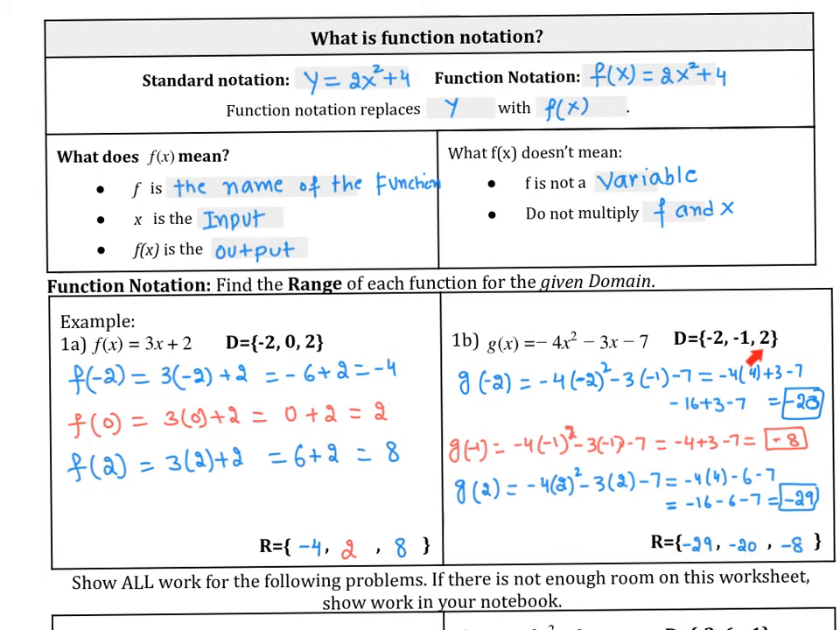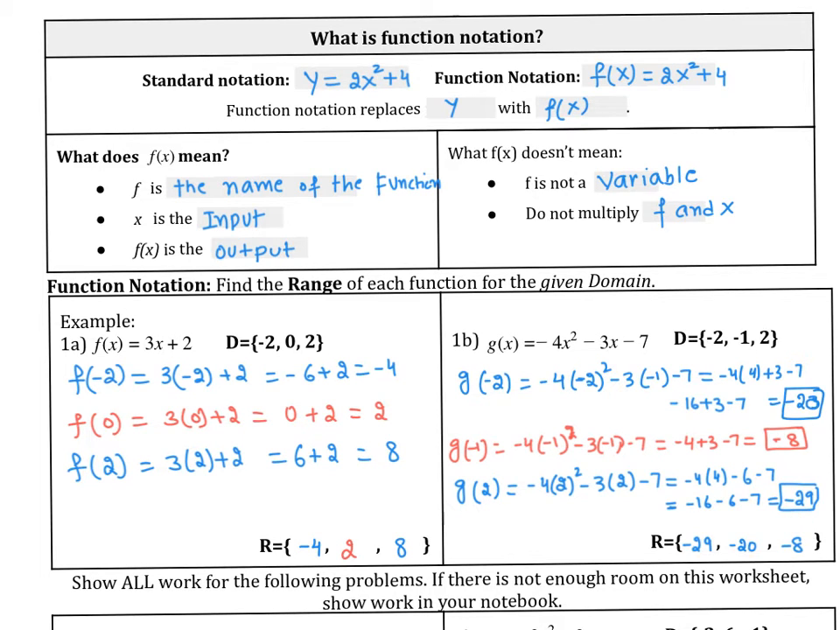Now you're going to use the x value as 2. So g of 2 is going to be -4 times 2 squared. So 2 squared is 4. So -4 times 4 is -16. And then you're going to use 2 for this x value. You're going to get -3 times 2 is -6, minus 7. So you get -16 minus 6 minus 7, and that's going to be -29.